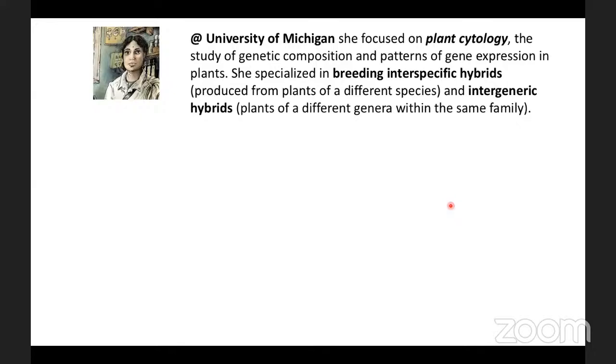At University of Michigan, she focused on plant cytology. Specifically, she looked at breeding interspecific hybrids and intergeneric hybrids. So without going into the details, all I want you to understand is that her specialization was plant breeding, looking at hybrids, interspecific as well as intergeneric, okay?